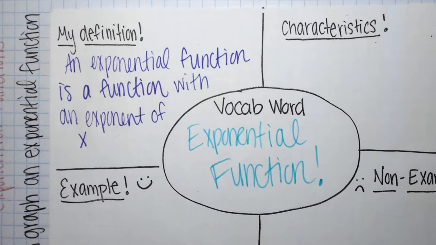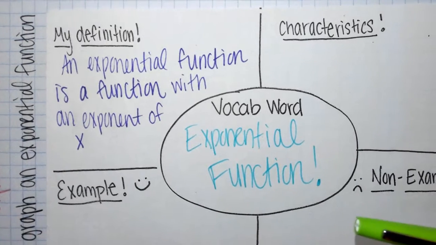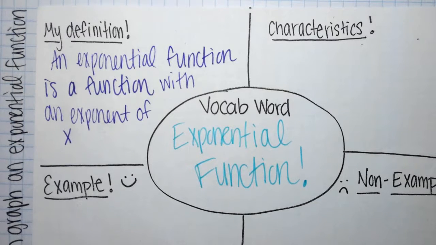Alright, now, we have some very specific characteristics. Who remembers the 2 types that we talked about? One starts with a G, one starts with a D. Geometric. Decay and growth. Good.